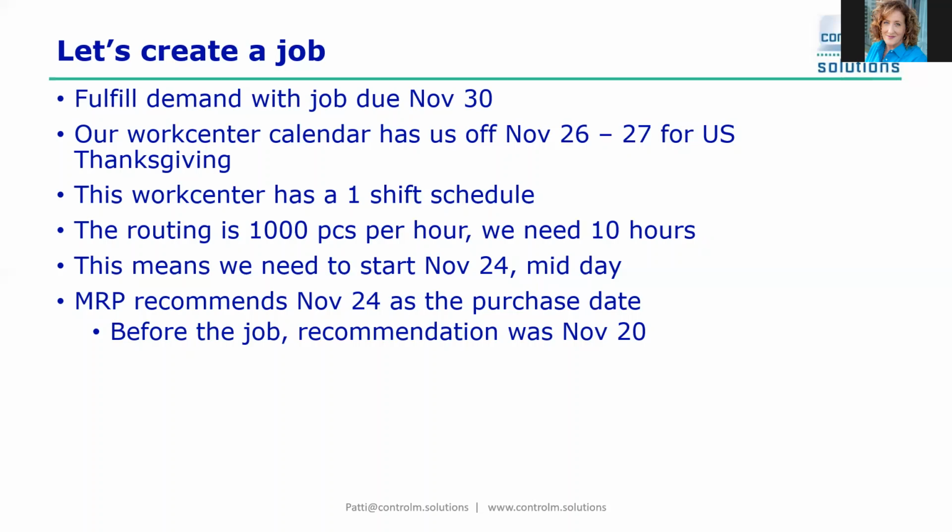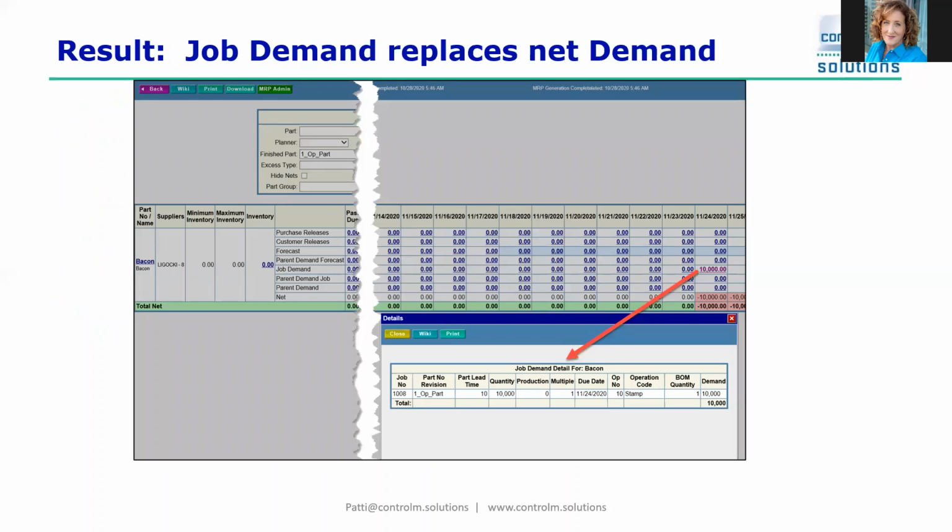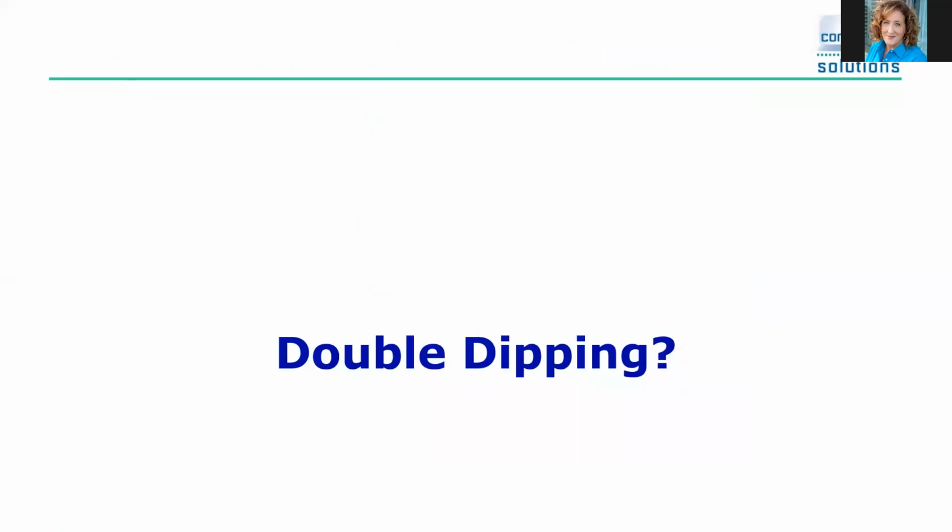Anyway, if we have our job due date be November 30th and we're off the 26th and the 27th, our job says we have to start on the 24th. So our job BOMs will now be due November 24th once the job is entered. Let's take a peek and see if I'm right. Again, once that job is created, the demand moves from parent demand to job demand. And you can always just click on the demand to see the details. This tells us to bring in the BOM items on the job start date. That's pretty clear.